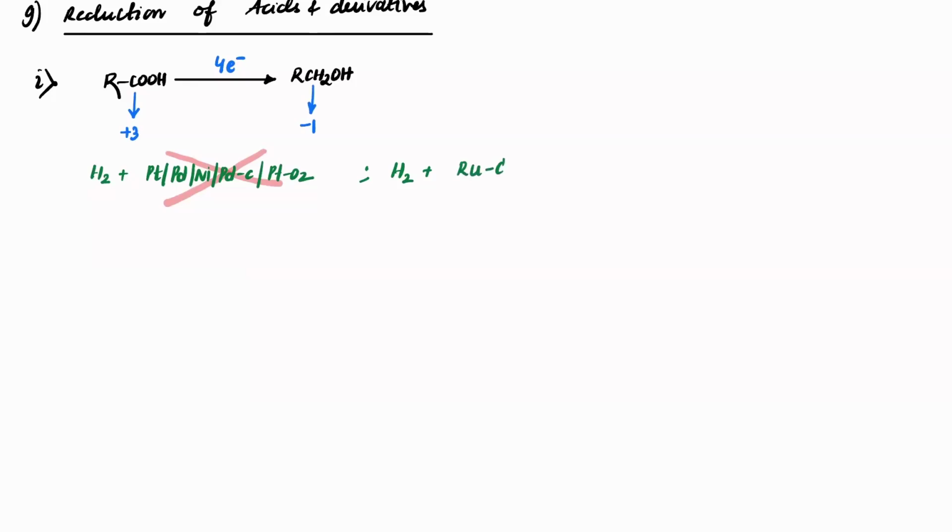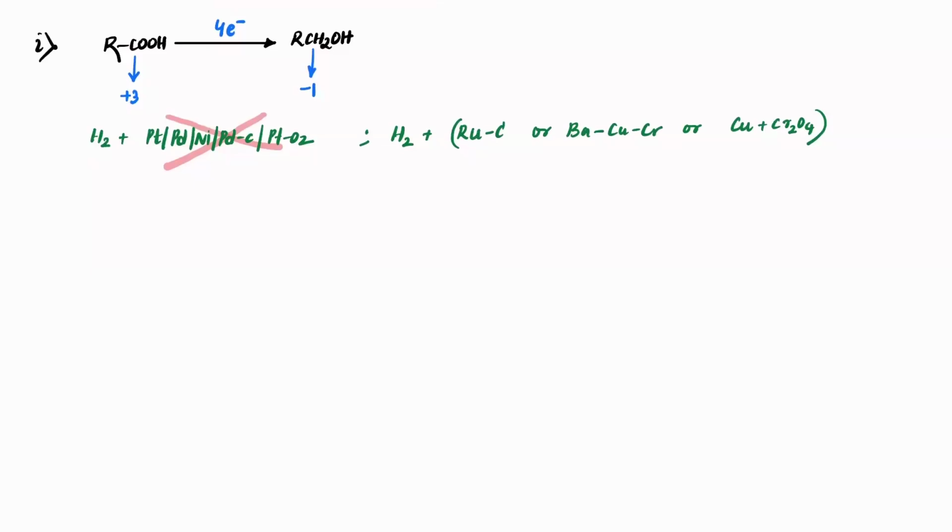ruthenium on activated carbon, or we can take a barium, copper and chromium mixture, or we can take copper chromite, Cu, copper chromite, CuCr2O4. This kind of mixture we need to take. Then only will we be able to reduce the acids into alcohol.